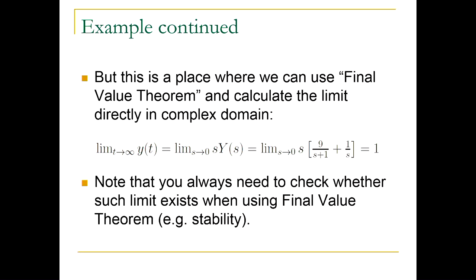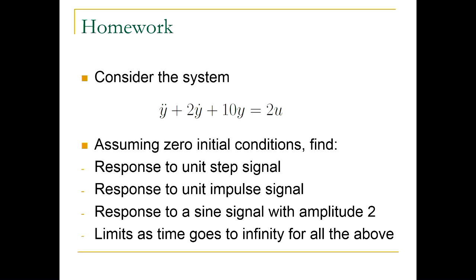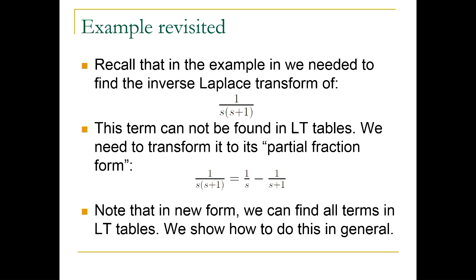How can you see this? Well, this term will go to 0 as s goes to 0, and this term would go to 1. But you need to always check that limits exist. So do not blindly apply the final value theorem before checking things. This is homework. I won't dwell on this. I just want to move on because we have more material to cover.